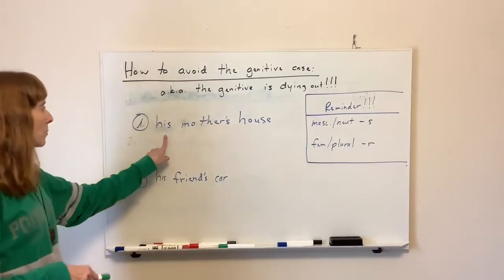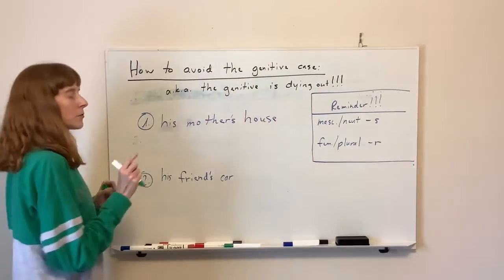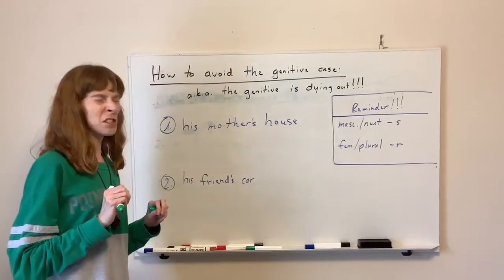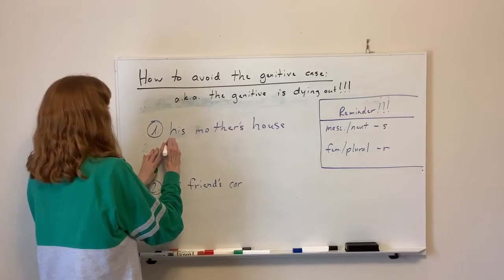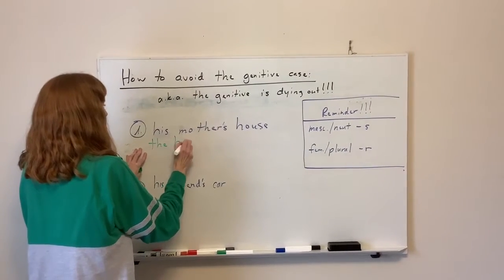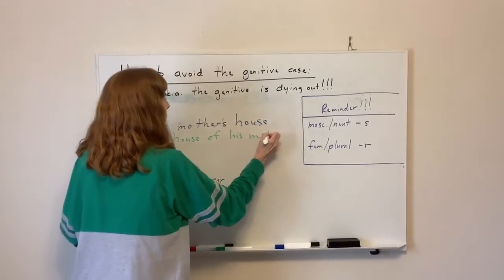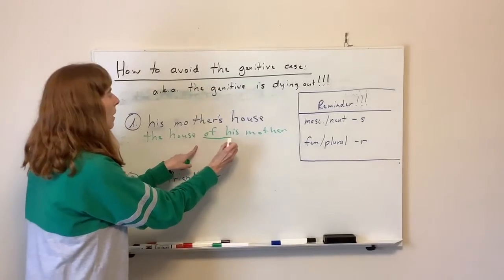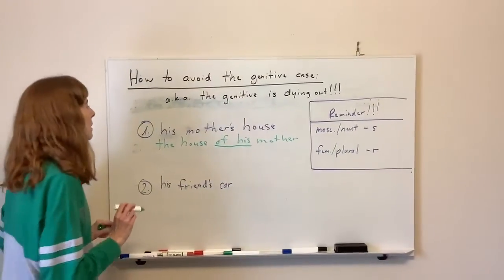So here's our example, his mother's house. I'm going to suggest first of all that you retranslate this into English so that it's a little bit more stilted, could we say? We're going to retranslate this as the house of his mother. So we want to put an of in there so that we can actually see that this is genitive case.